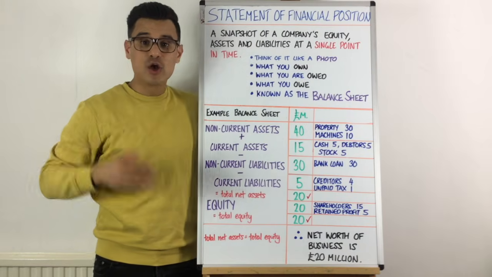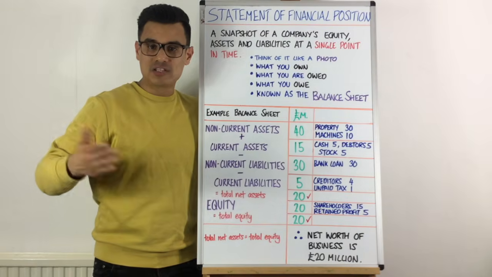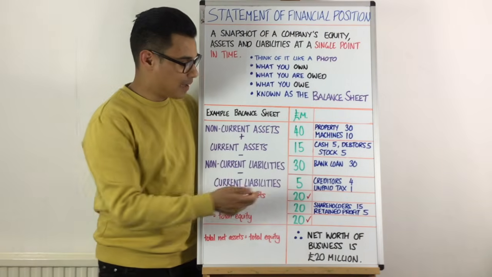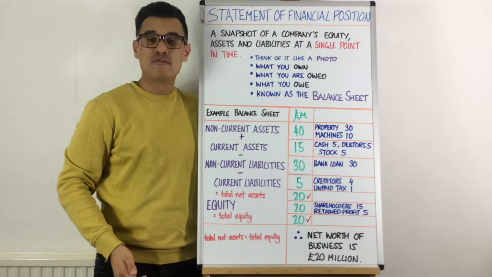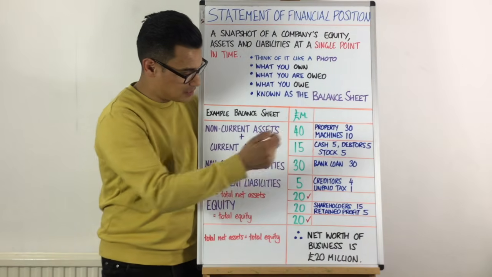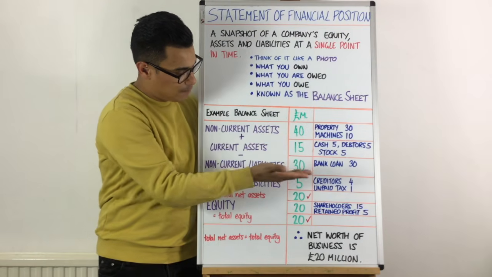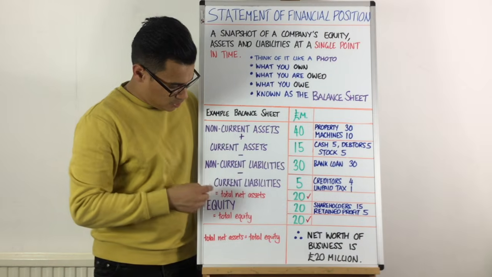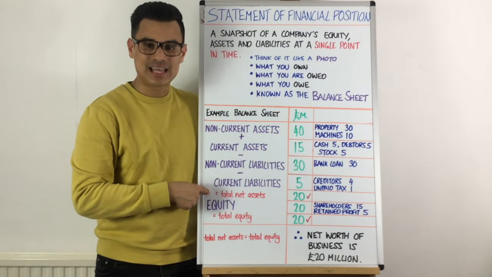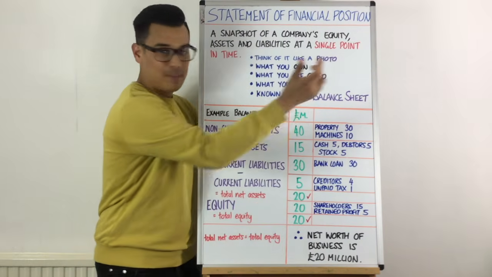And then you need to take away your current liabilities. So here we've got creditors, being probably suppliers that you owe, for £4 million, and you've got tax to pay for £1 million. 4 plus 1 is 5. So your current liabilities is 5. Now if you do 40 plus 15 minus 30 minus 5, that comes to 20. 20 is your total net assets, and that balances with your total equity of 20. Hence it's called the balance sheet.